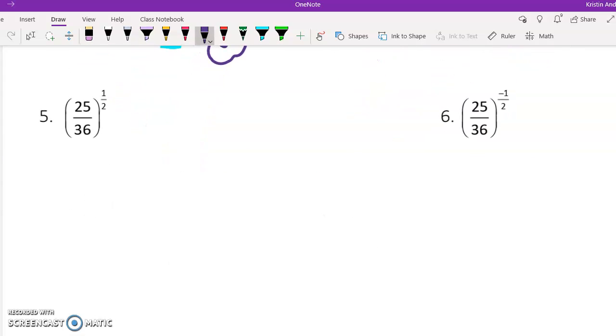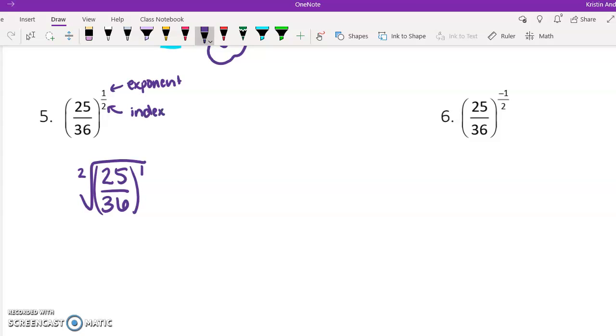Again, a half, that's like a square root. The square root, we don't usually put the 2 there, but there's always a 2 for the index on the radical for a square root. And then we have 25 over 36 raised to the 1st power. So that's where that numerator comes in. That's the exponent. And then the 2 is the index on the root. So this is like the square root of 25 over the square root of 36, which equals 5 over 6.